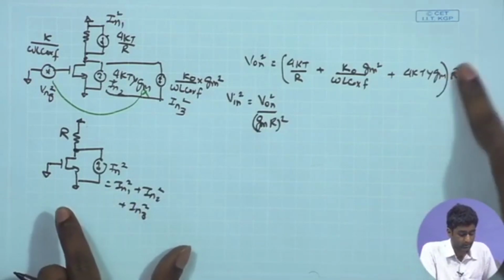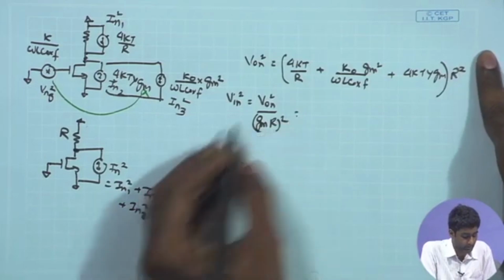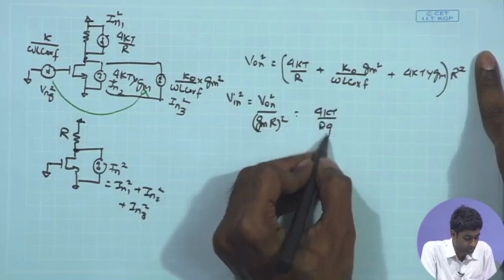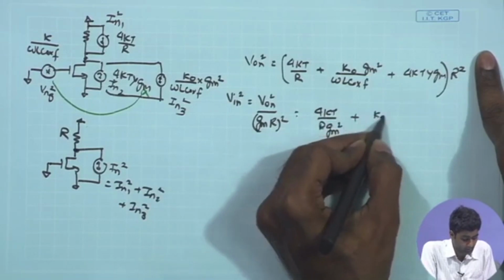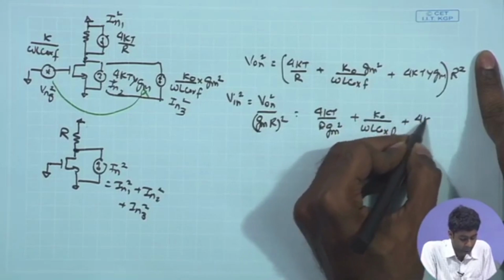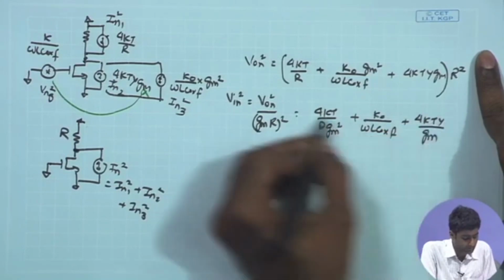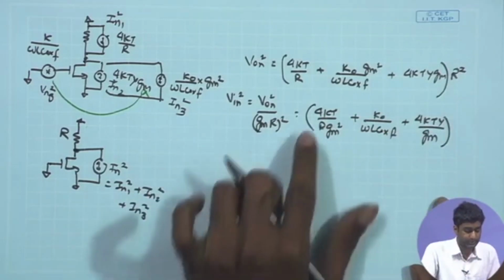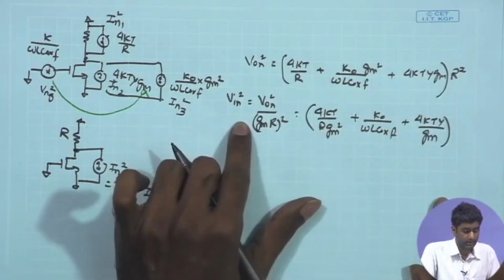So, the R square term gets cancelled, and you have the 1 upon GM square coming into the picture: 4kT/(R GM square) plus K naught/(W L COX f) plus 4kT gamma/GM. So, this is the overall expression that we obtain for the input referred noise.